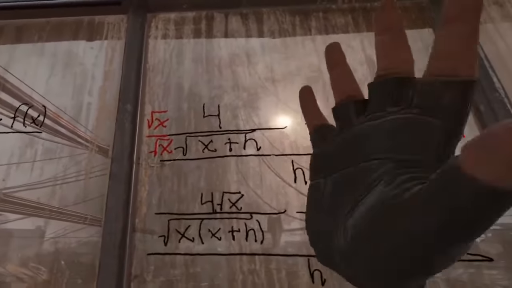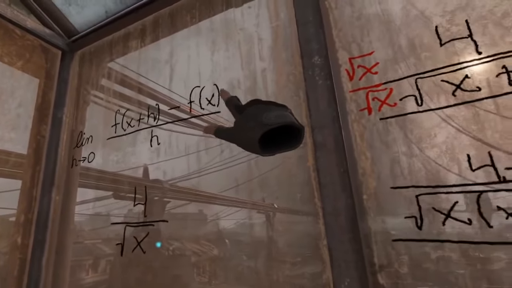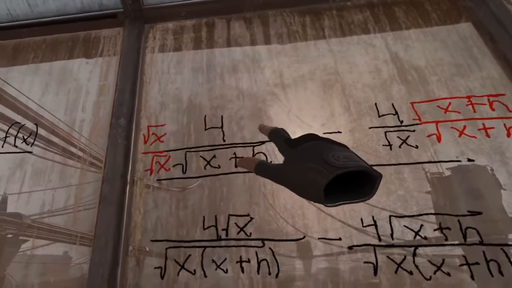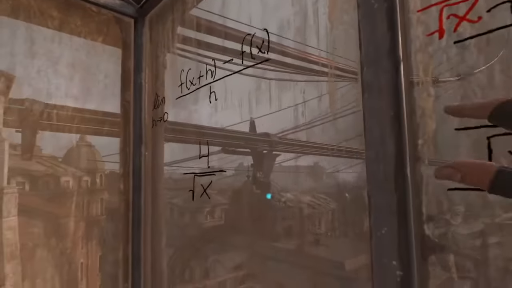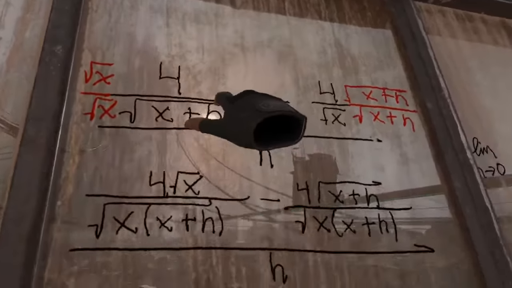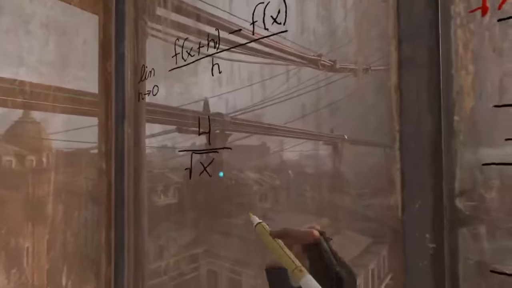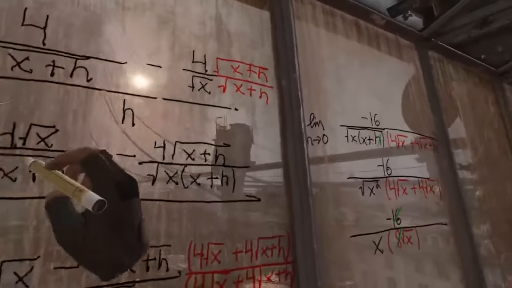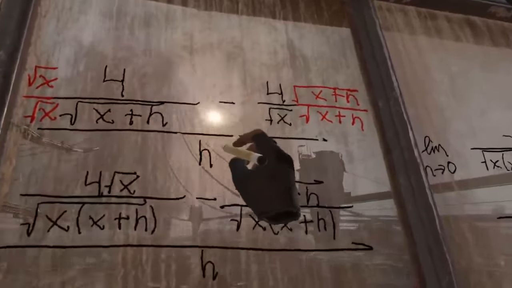So first of all, I apply the limit notation to this. And so f of x plus h minus f of x over h, right? So anywhere we see x, we plug in x plus h. So 4 over square root of x plus h. In fact, let's get a little pointer, huh? So 4 over square root of x plus h minus the original function, here's the original function, over h.